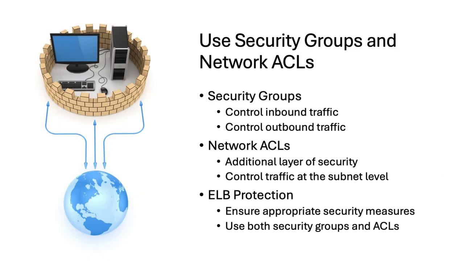Ensure ELB protection using appropriate security groups and network ACLs to control inbound and outbound traffic. Security groups manage traffic at the instance level, while network ACLs provide an additional layer of security at the subnet level.